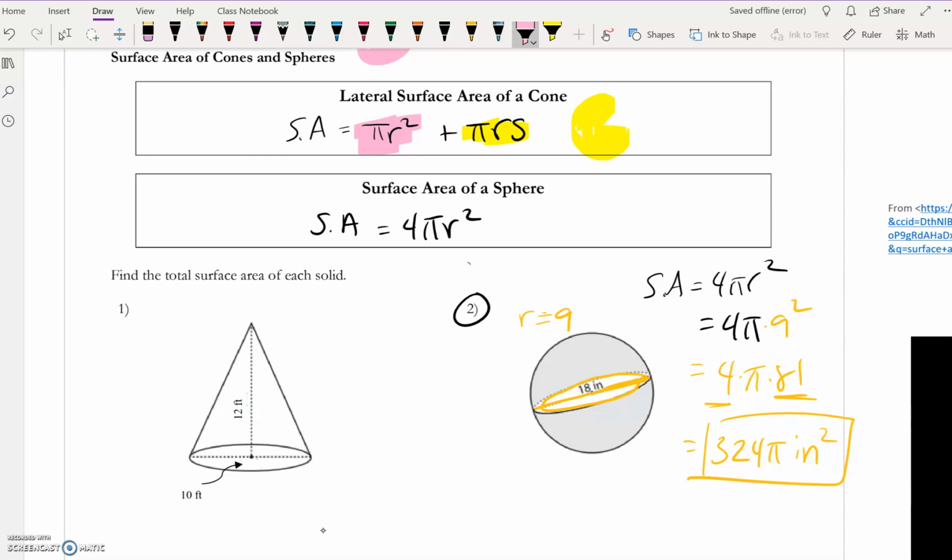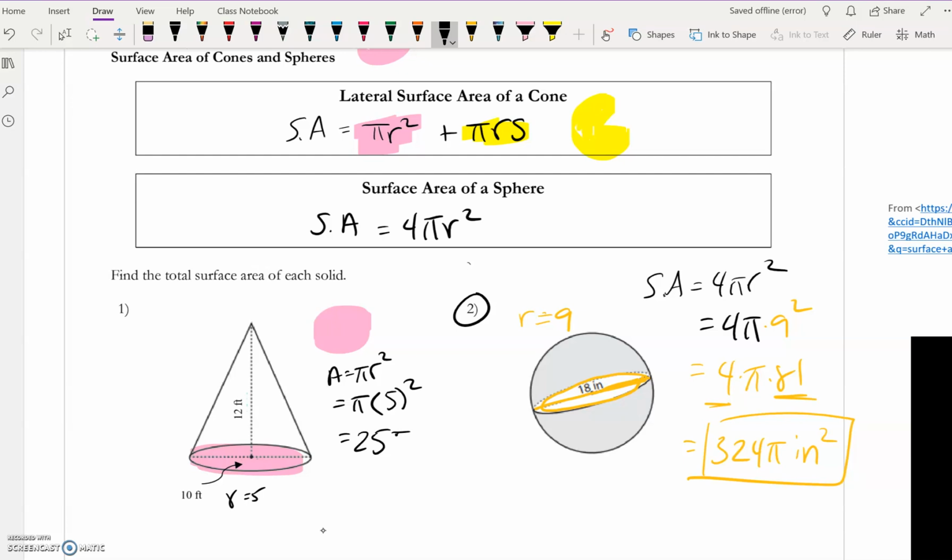For the next one, let's go back to number 1. I'm going to do it in 2 separate steps. So I'm going to first do the area of my circle. Okay, area of a circle is just pi r squared. So pi times my radius. It tells me that 10 looks like the diameter, so I'm going to say my radius is 5.